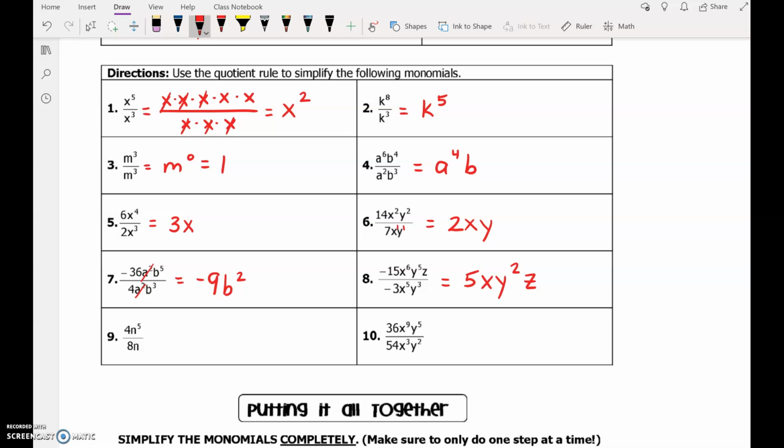For number 9, 4 divided by 8. 4/8 is a fraction. It reduces to 1/2. And then 5 minus 1 would equal n to the 4th.